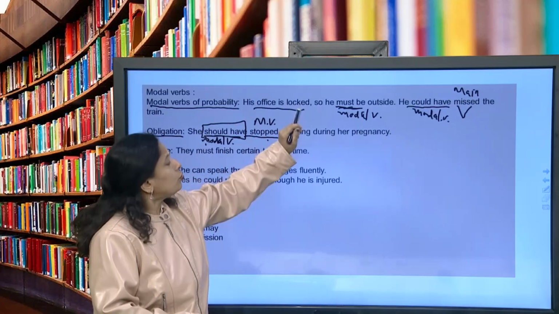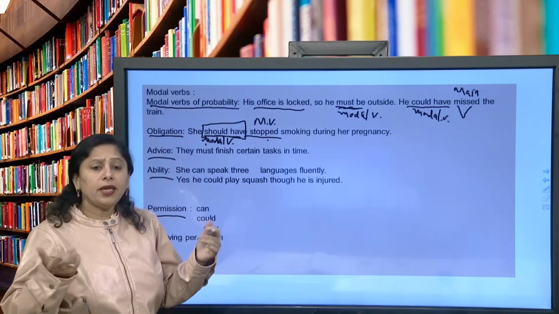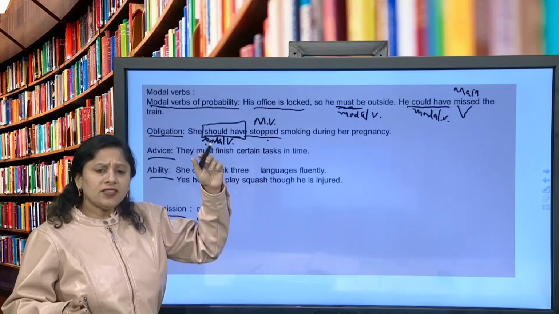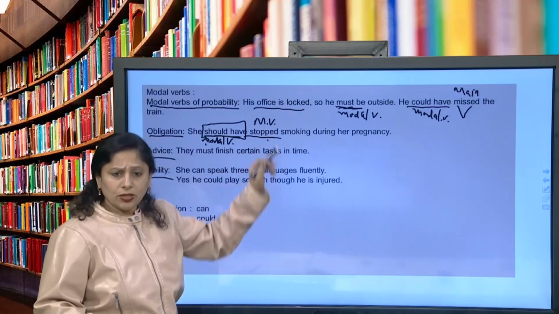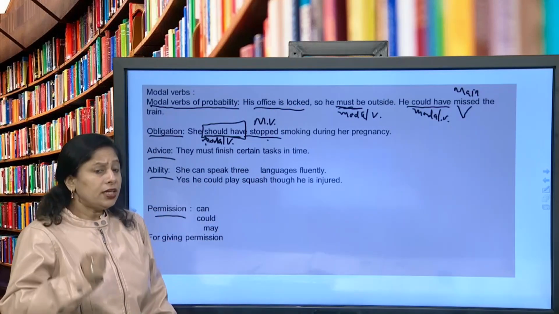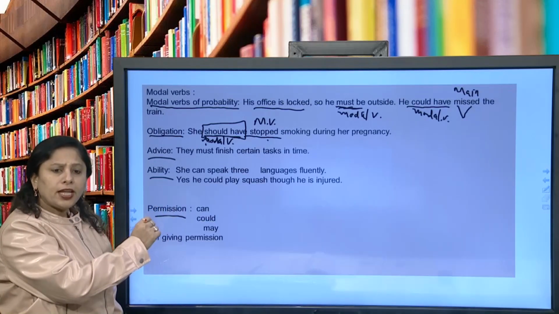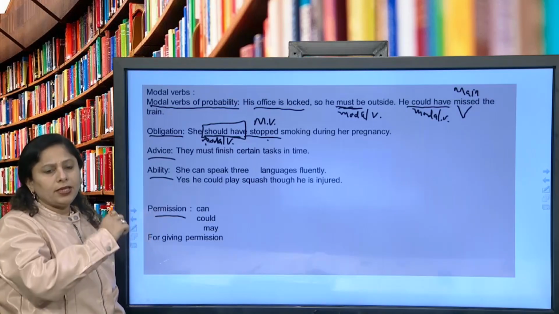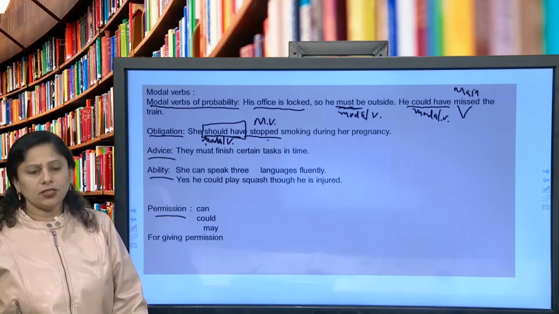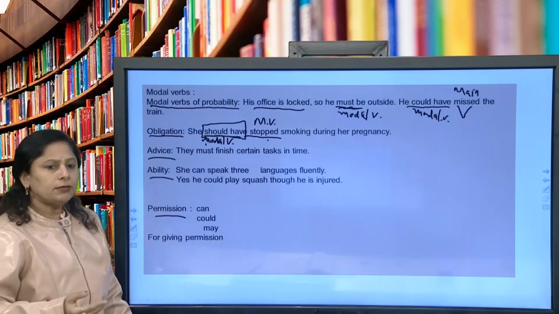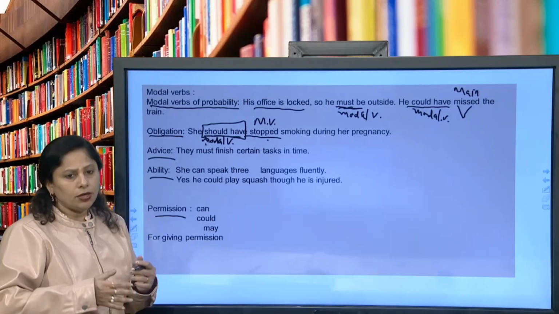His office is locked. Why is it locked? Because he is outside. He must be outside, or he must be sleeping, or he must be inside another area of the organization, because this is the matter of office. So here the modal verb plays the role of supporting, subordinating the main verb in the sentence, and that's why it's known as subordinate verb also. Sometimes it is known as helping verb also, and sometimes the same verb is taken as modal or auxiliary verb.